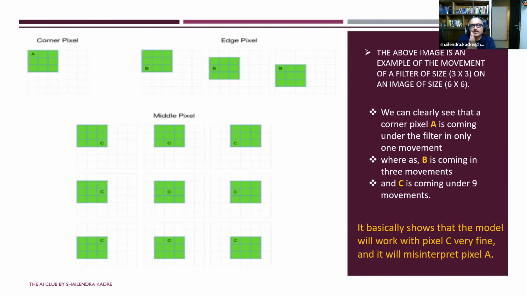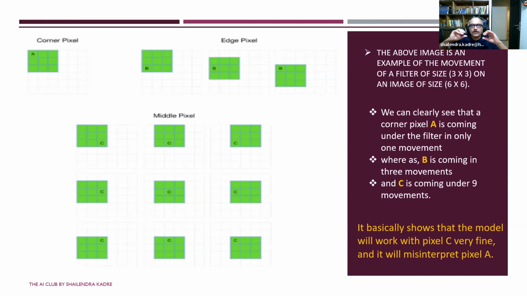So what does it mean? The topmost corner is getting only one time coverage. C in the center is getting more coverage, and in between B is getting a little more coverage. So what does it mean? It basically shows that the model will work fine with pixel C because we are covering it many times. It is well covered, but it may misinterpret corner A. If there is more information towards corner A, it may misinterpret it because we have covered it only once. And when we do convolutions, we always miss some details. Actually, we capture only the main details.